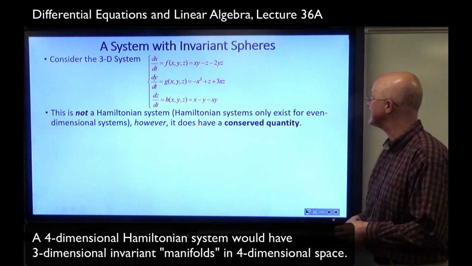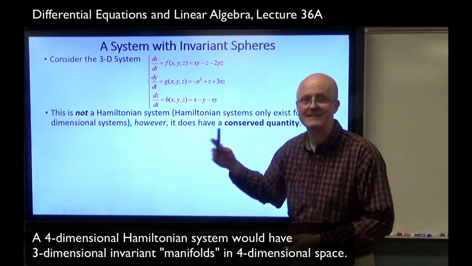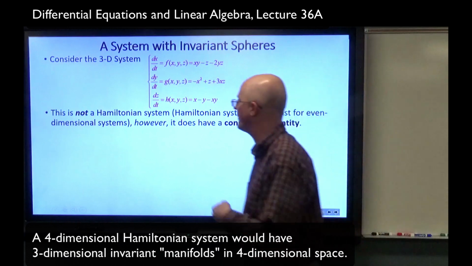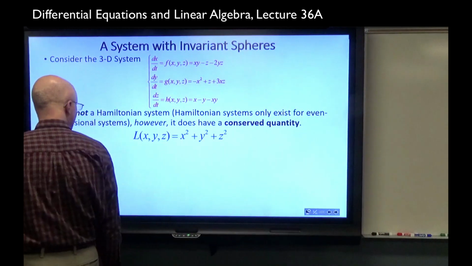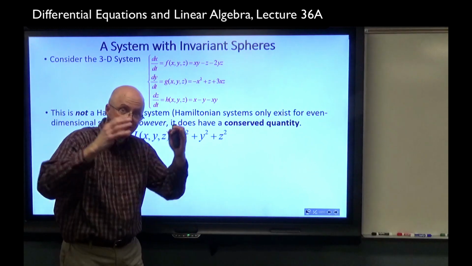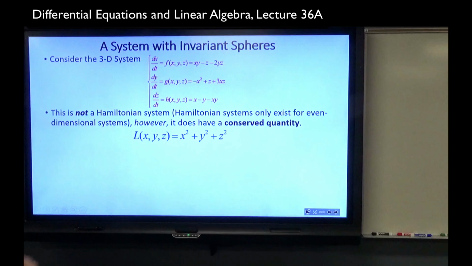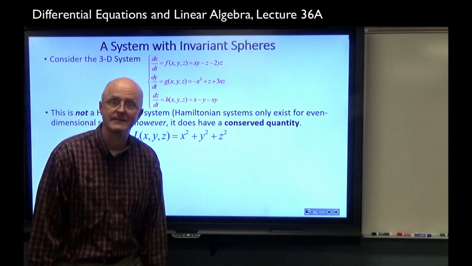However, this system does have a conserved quantity, kind of like a Hamiltonian function, but the system itself doesn't have the right form to truly be a Hamiltonian system. This function right there, x squared plus y squared plus z squared, whose level surfaces are spheres centered at the origin, is a conserved quantity. If you differentiate it along solution curves, you get 0.